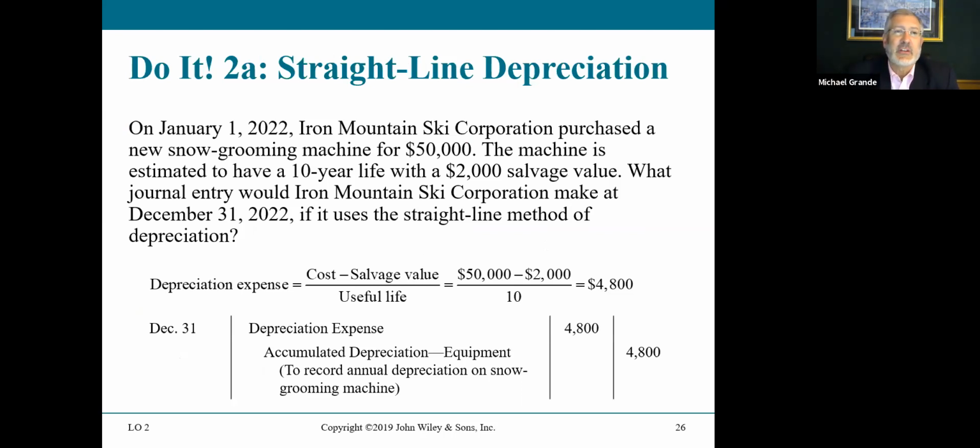Here's another example. January 1, 2022, Iron Mountain Ski Corporation purchased a new snow grooming machine for $50,000. The machine is estimated to have a 10-year useful life with a $2,000 salvage value. What is the journal entry that Iron Mountain Ski Corporation makes at the end of the year? They acquired it on January 1. They're making an entry at the end of the year, so they have 1 full year's worth of depreciation using the straight line method. Original cost minus salvage value divided by useful life. You can see $4,800 a year.